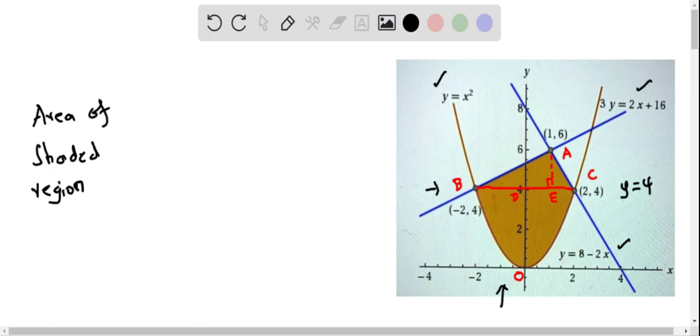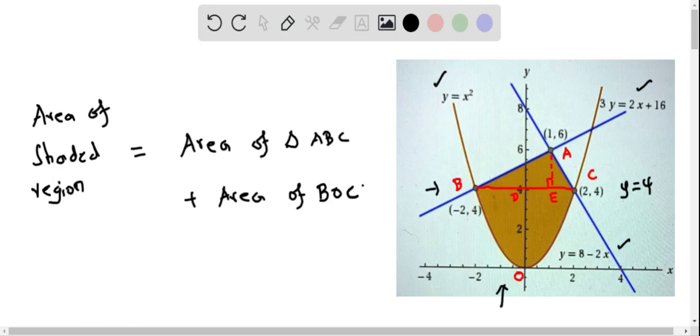So basically we consider the area of the shaded region as the sum of two areas. That is, the first one is the area of the triangle ABC, plus the area bounded between the line and the parabola. That is, the line is y equal to 4. So this is the area of the region BOCB. So it's basically this region, and plus this region. So when we add these two regions, we get the area of the shaded region.